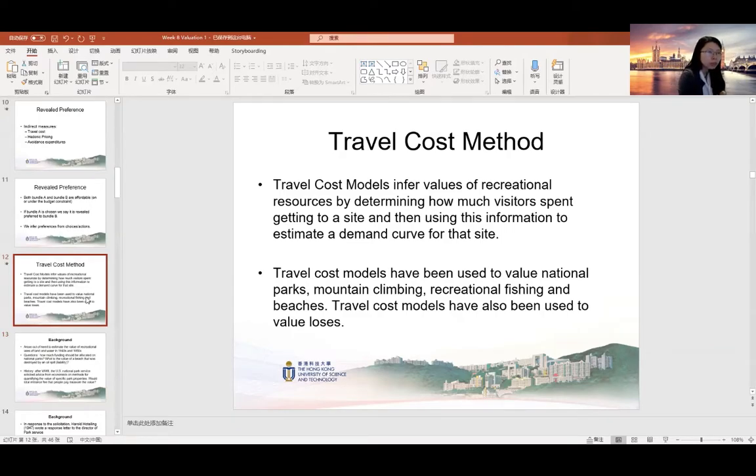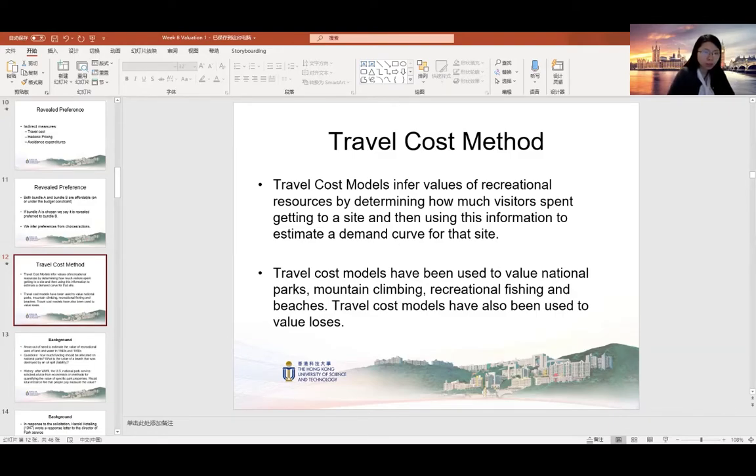The travel cost method infers values of recreational resources by determining how much visitors spent getting to a site and uses this information to estimate the demand curve for that site. To explain this intuitively, the idea is that if you're willing to visit a national park driving thousands of miles, then your willingness to pay for this national park must be higher than your travel cost, higher than all the gasoline you used on the roads just to get to that area.